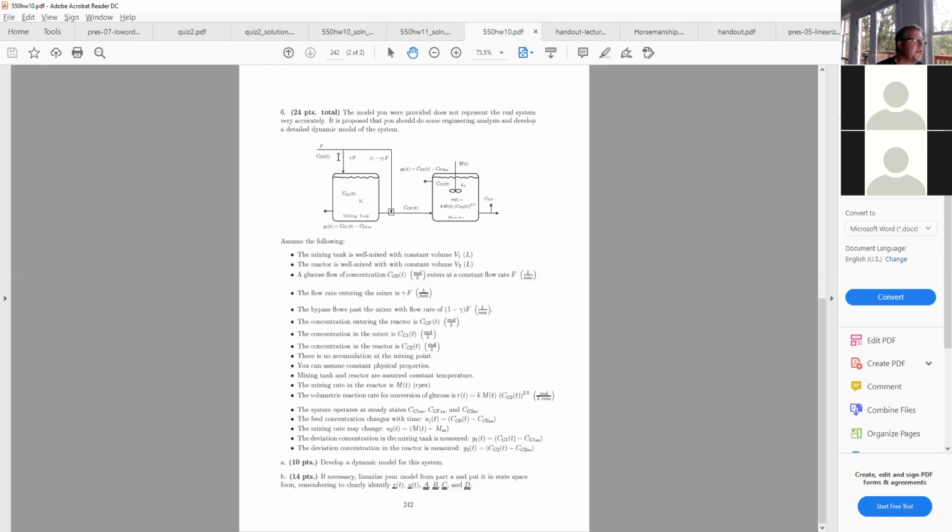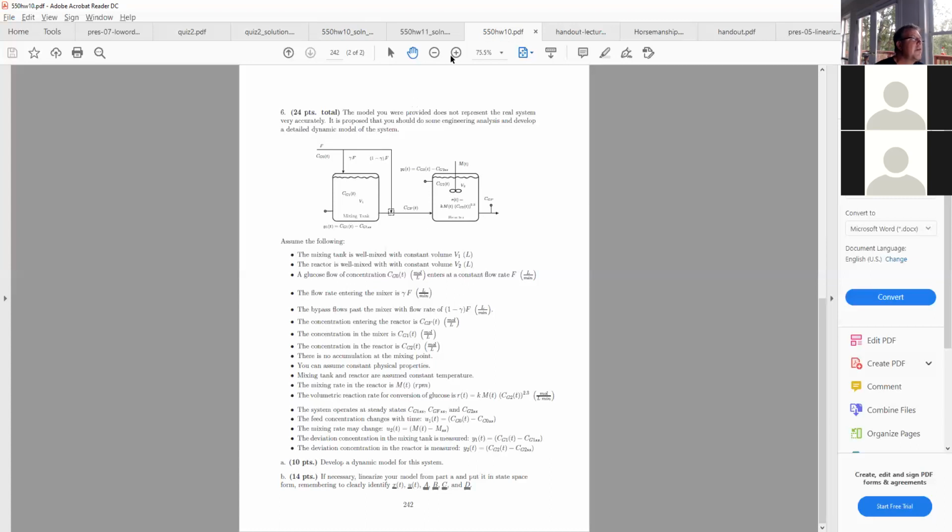We've got glucose coming in. It gets mixed here. It comes out. It gets mixed with this stream. And then it goes in the reactor and gets eaten up, I guess, or is it generated? What is the reaction rate? You're converting glucose, you're removing glucose, you're eating the glucose. So that's going to be a negative reaction rate.